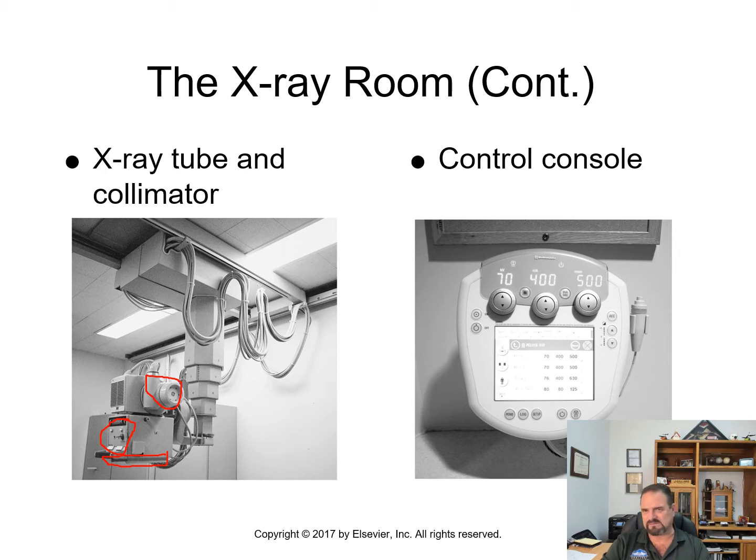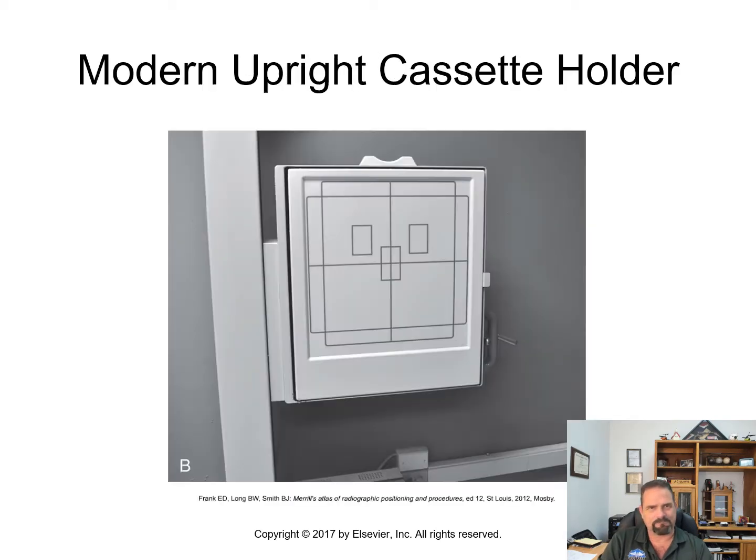And this is the console. I really like this particular image. You can see here that this console has already been set up in order to deliver a certain amount of radiation for a particular image. Looking at this, it looks to be set for a pelvis. I can't really see it up close, but it's set already as a preset for this particular image to be developed.